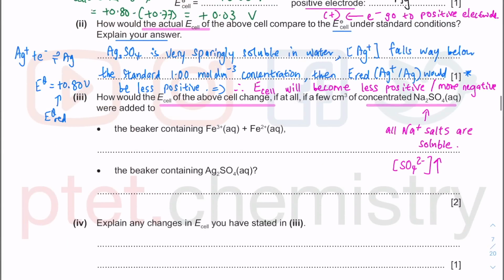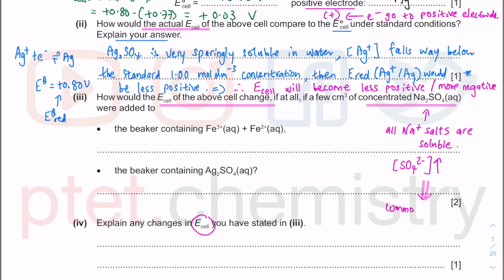You get even lesser Ag plus concentration as a result of this common ion there. They are just asking for how it would change. They don't ask for explanation. Actually, they do, don't they? Actually, they might later on, but anyway. So when that happened, we get the common ion effect.